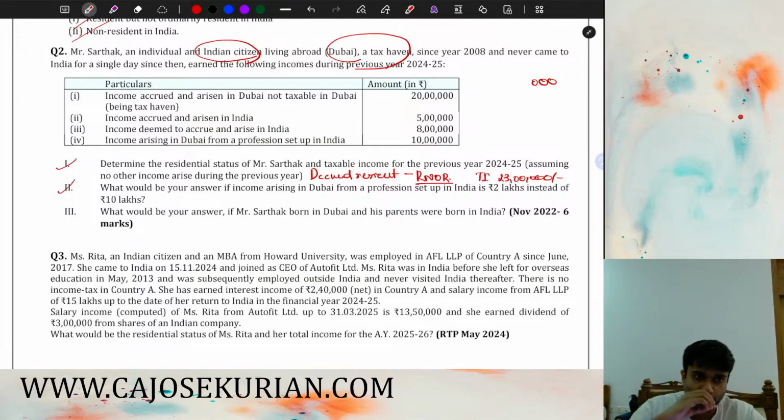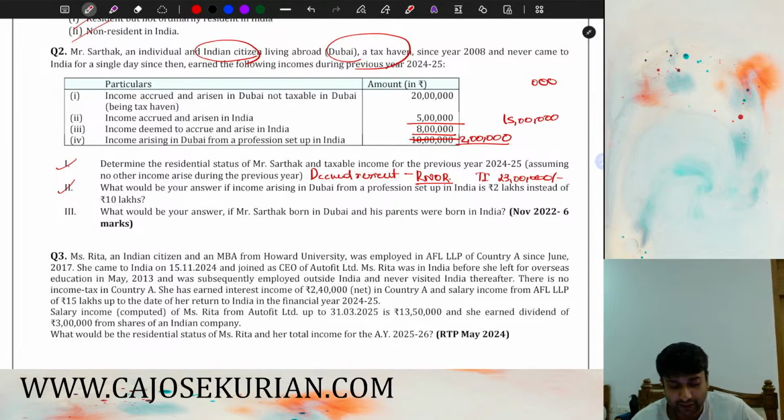Now question number two, sub question number two. What would be your answer if income arising in Dubai from a profession set up in India is 2 lakh instead of 10 lakh? Then his total income from Indian source will be exactly 15 lakh, right? If it is more than 15 lakh only, he will become a deemed resident. If it is exactly 15 lakh, then he shall not be treated as a deemed resident, and hence we can write he is a non-resident in that case.